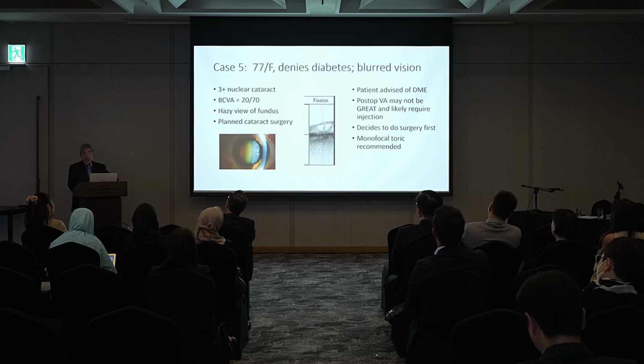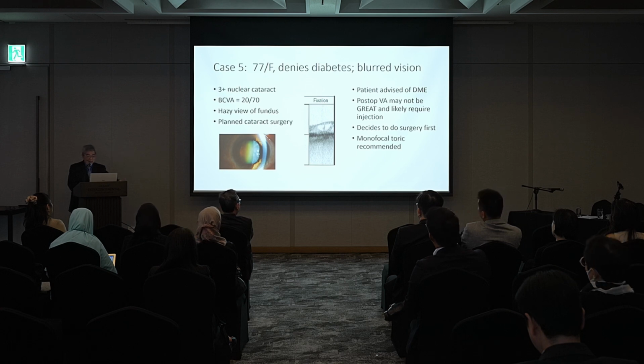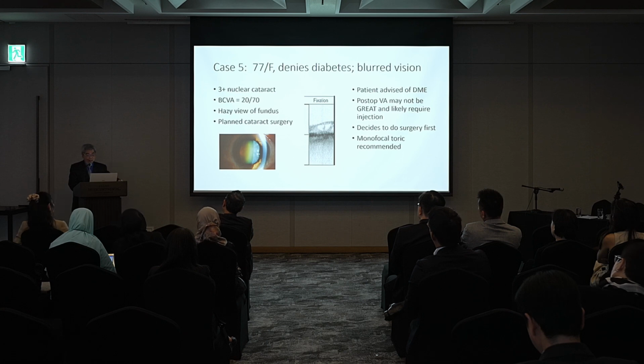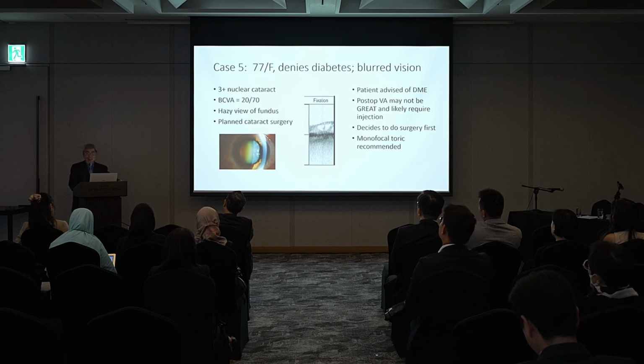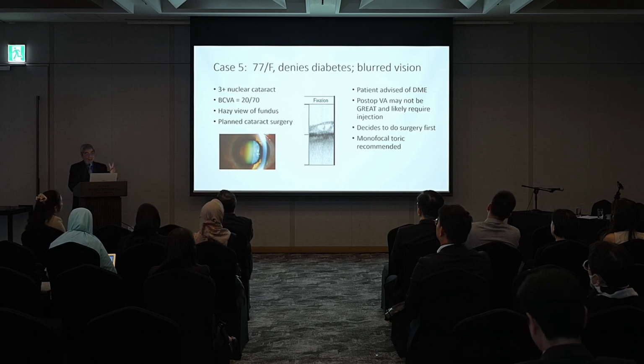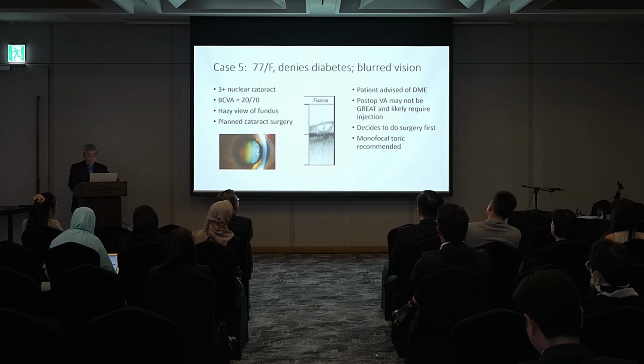We could remove her cataract. The vision might not be great, and she will definitely require treatment for this. The other way is we could inject her with anti-VEGF medications, but that might also not improve the vision because of the severity of this cataract. And as we say, if you tell a patient before a surgery, it's an expectation. If you tell a patient after the surgery, it's a complication. So here, the patient decided she's going to remove the cataract first and deal with whatever consequences later.